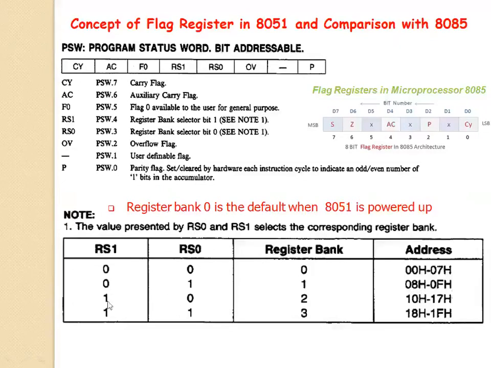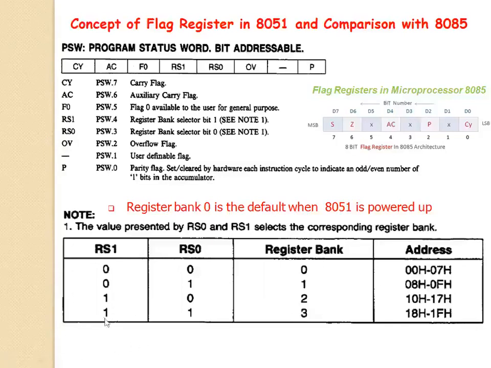Similarly, for RS1 equal to 1 and RS0 equal to 0 means register bank 2 will be selected. So the addresses 10 to 17 will be assigned. Okay, so the registers are the same, but we are selecting a particular register from a particular bank by providing a particular input in RS1 and RS0.